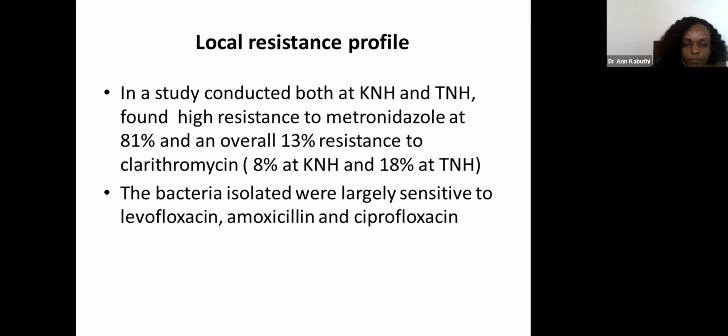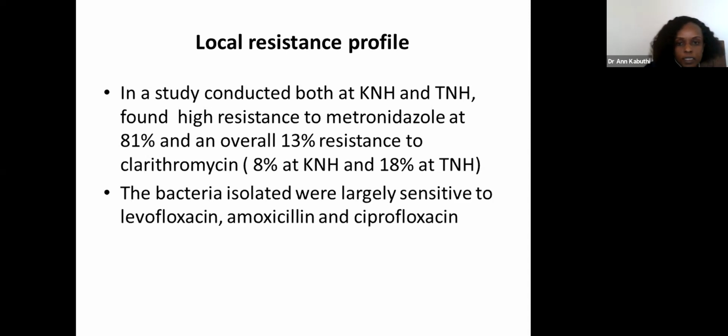In this study, we did antimicrobial susceptibility testing of H. pylori, and this was cultured in patients who had dyspepsia. And we found a high overall resistance rate of 81% and an overall resistance rate of 13% to clarithromycin. At Kenyatta National Hospital, the clarithromycin resistance rate we found was 8%. And at the Nairobi Hospital, the clarithromycin resistance rate was 18%.